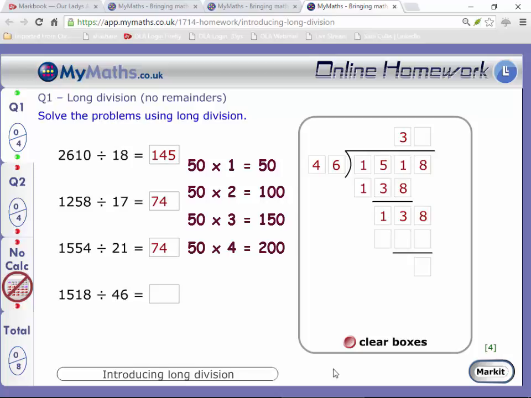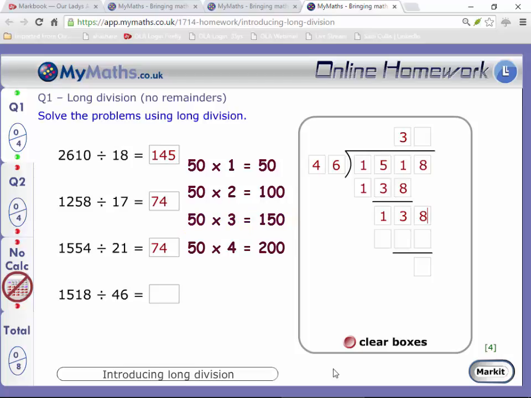Now, 46 again, treat it like 50. We've already said 3 lots of 50 is 150, so it might be too big for that, but maybe not. 2 looks like it might be too small. 2 lots of 50 is only 100. Let's try the 3 again.